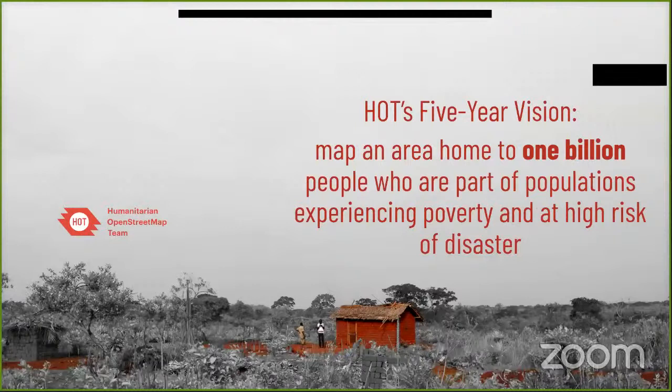So those communities at high risk of disasters, vulnerable to disasters, are the ones that we will be working towards mapping. This is going to happen across 94 countries across the world, through the four regional hubs that we have set up. And specifically in Eastern and Southern Africa, we'll be looking at 22 countries, which is going to be discussed later on in the slides here.